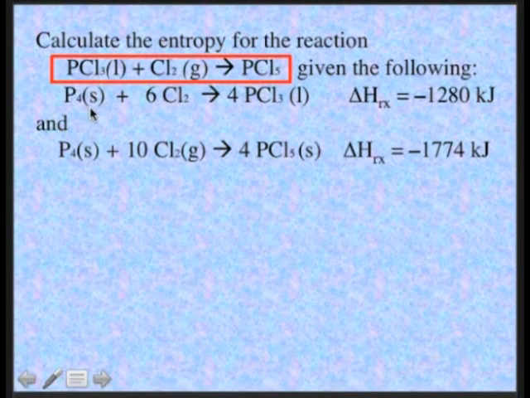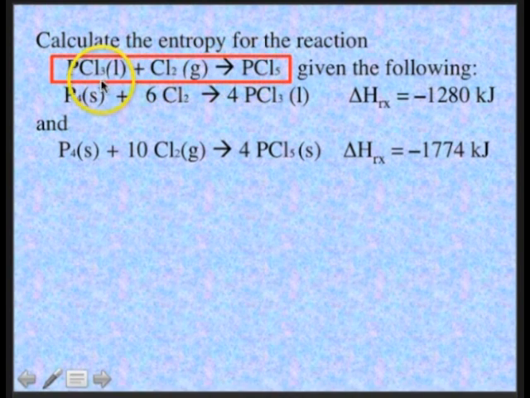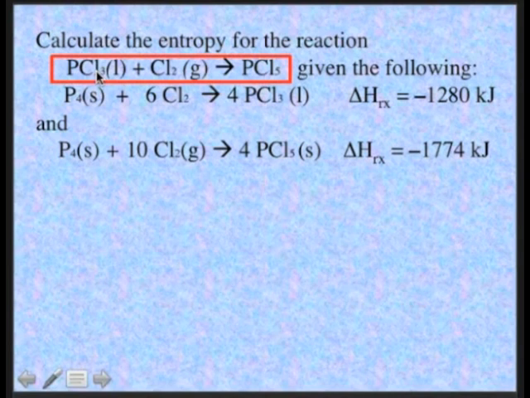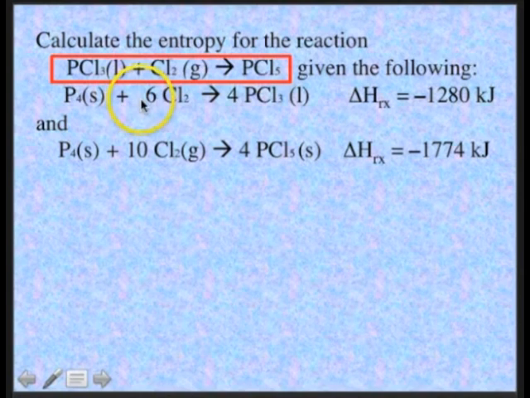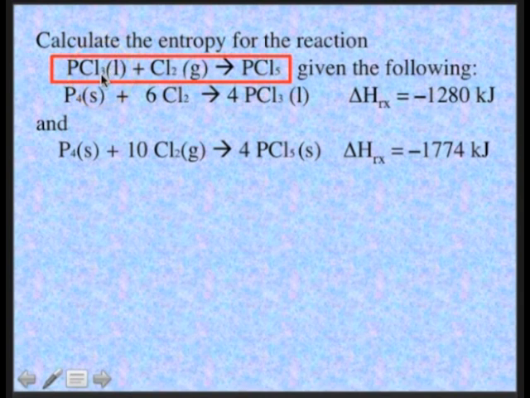Now, this is how you do it. You take a look at your target. You see PCl3 is a reactant in the target. In one of your given equations here, you look for PCl3. And here it is in this first one that was given. But you see that the PCl3 is on the product side, but in your target it's on the reagent side.